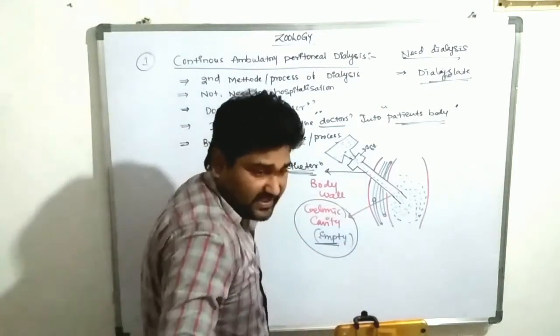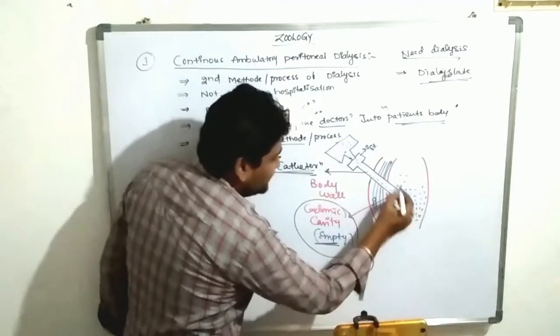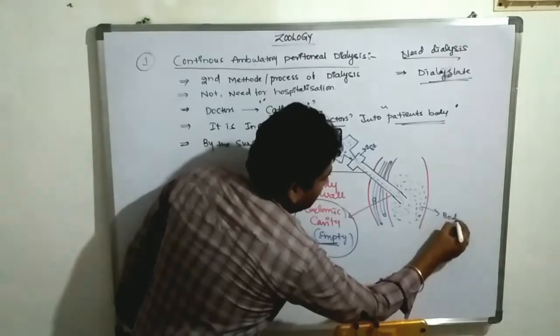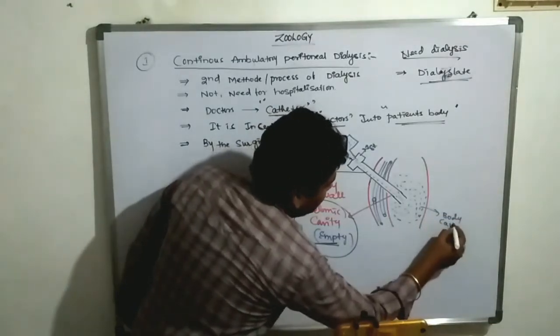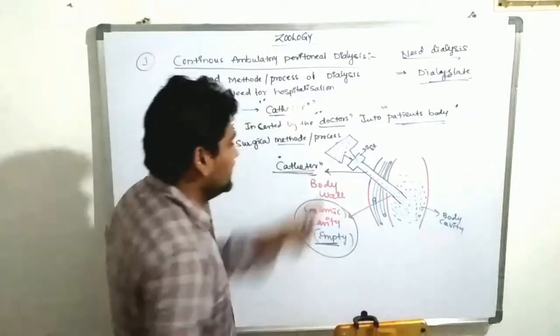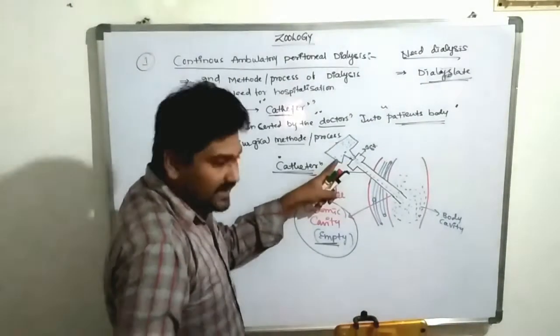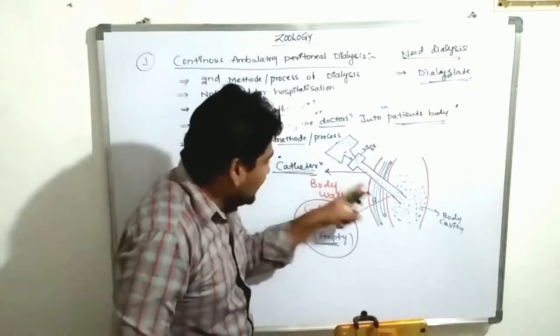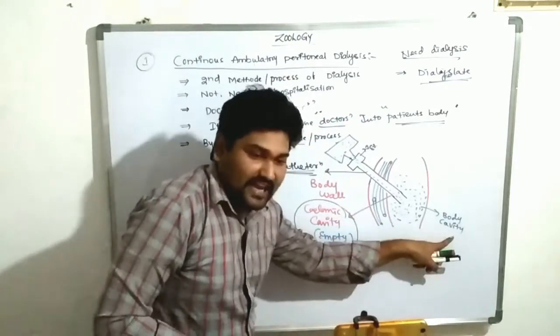So the dialysate directly leads into which region? Body cavity, nothing but the coelom. When the dialysate is inserted, it directly enters the cavity region.